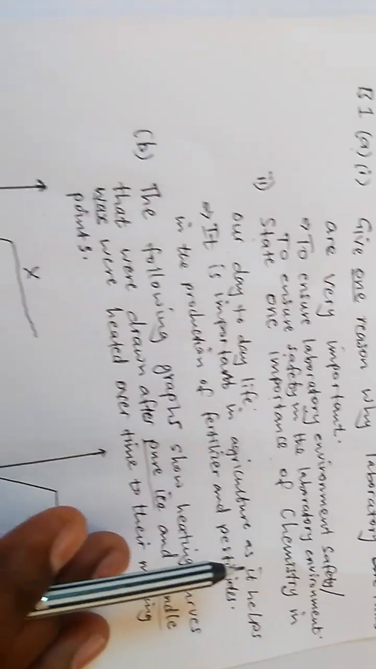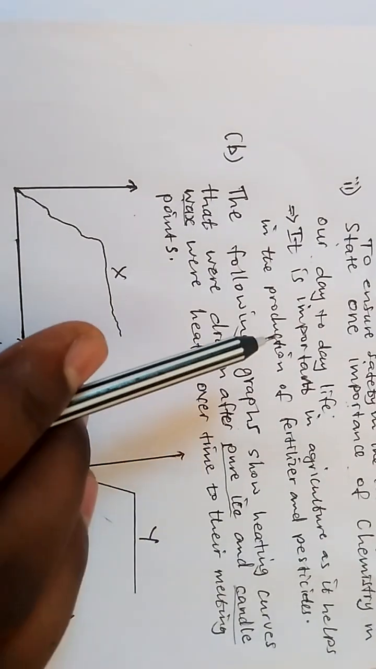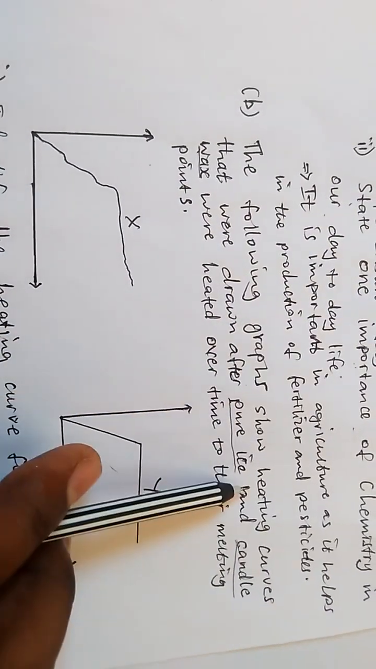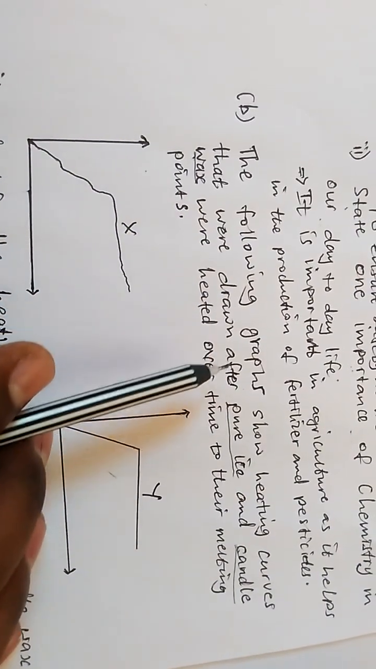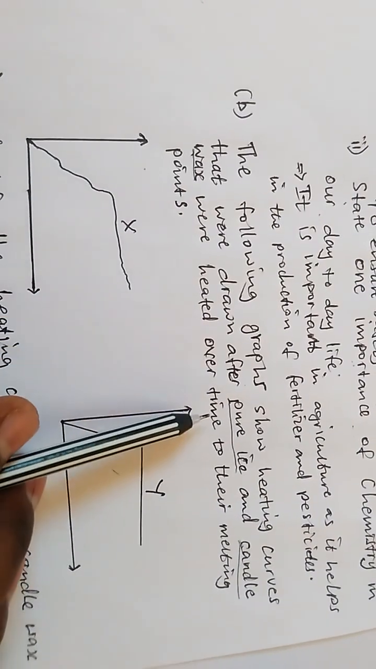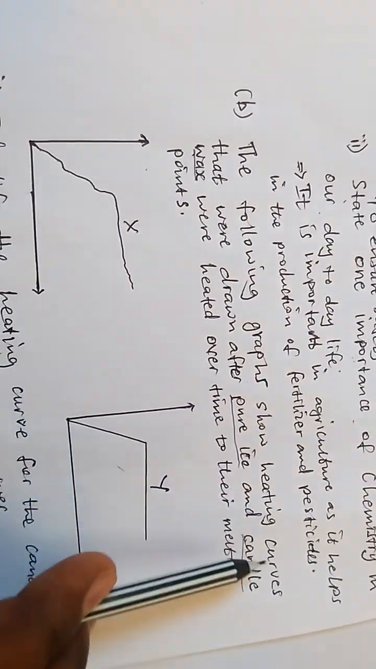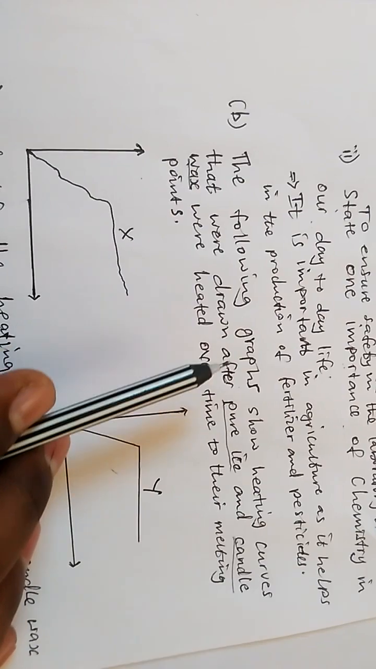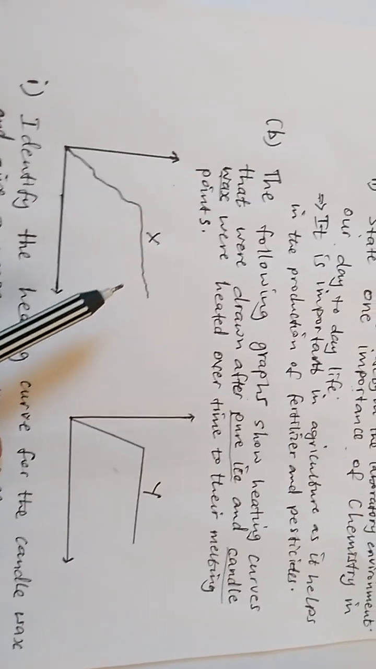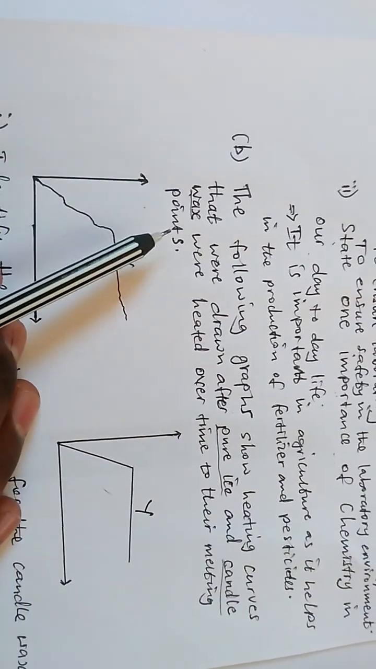Okay, we go to part B. The following graphs show heating curves that were drawn after pure ice and candle wax were heated over time to their melting points.